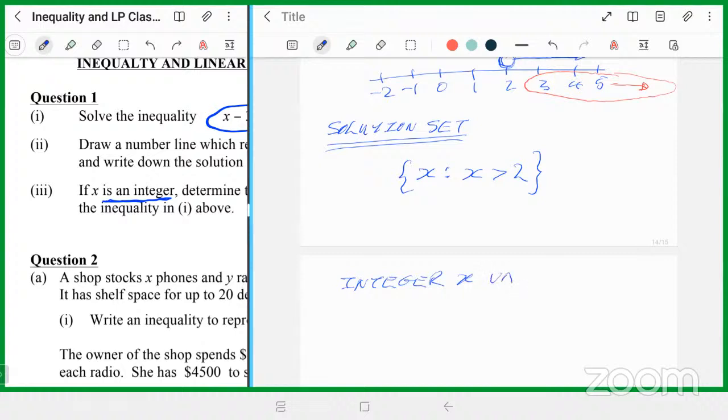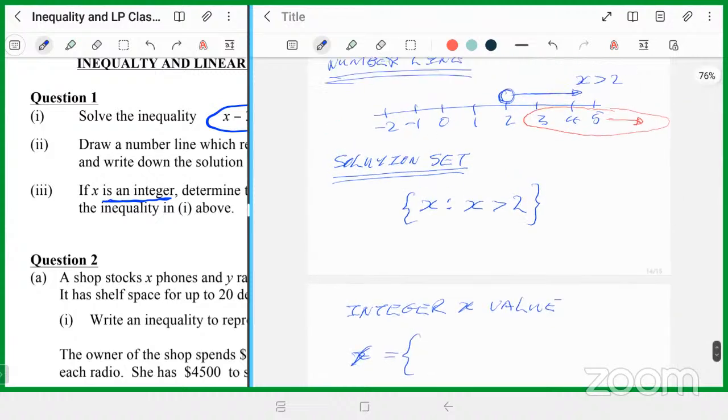If x is an integer, then these will be the values. The first integer value would have to be 3. Remember, you cannot include the 2, because the inequality is that x is greater than 2. So your values will be 3, 4, 5, 6.